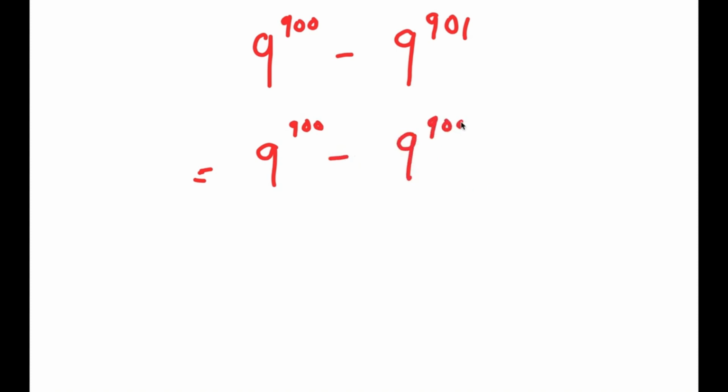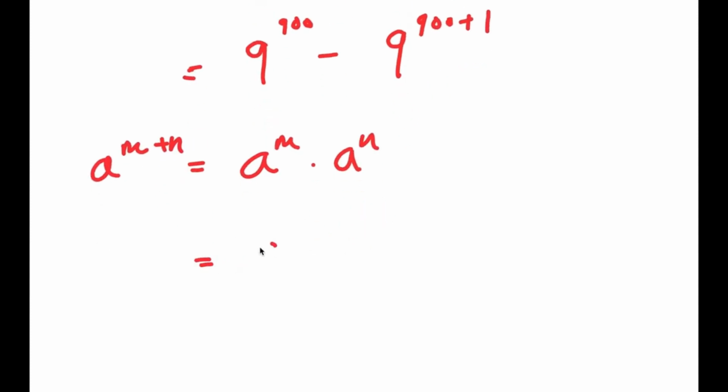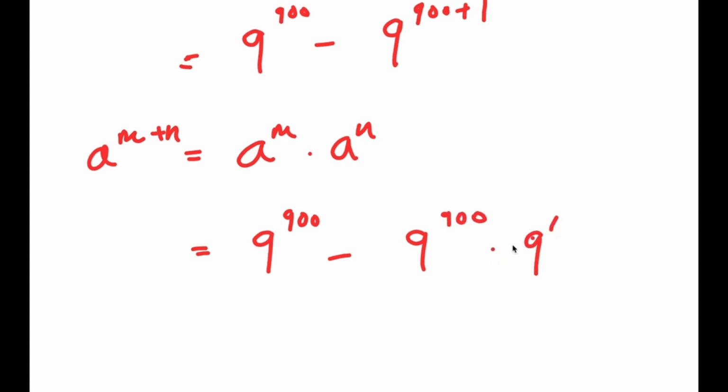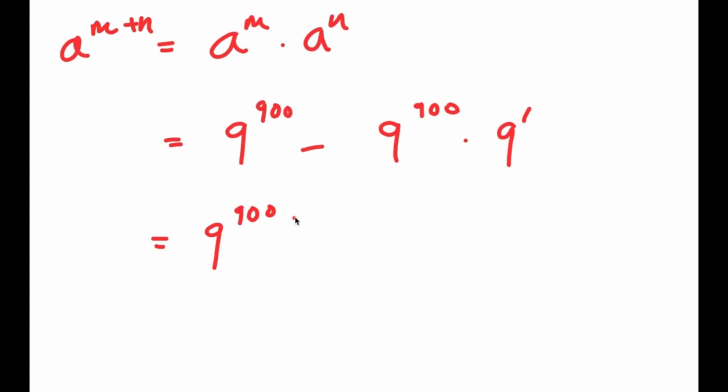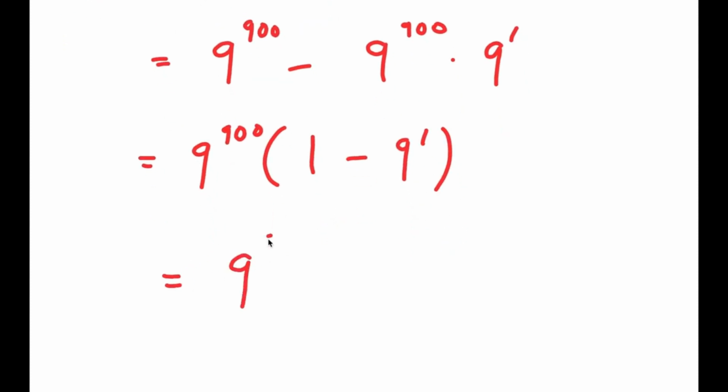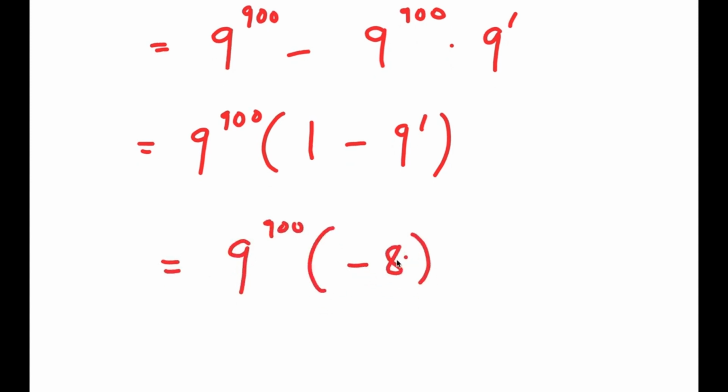Alright, so in this video, I'm going to solve the problem 9 to the power of 900 minus 9 to the power of 901. So to solve this, I'm going to first rewrite this as 9 to the power of 900 minus 9 to the power of 900 plus 1. And if I have something in the form a to the power of m plus n, this is equal to a to the power of m times a to the power of n. So now I get 9 to the power of 900 minus 9 to the power of 900 times 9 to the power of 1. Now if I factor out 9 to the power of 900, I get 9 to the power of 900 times 1 minus 9 to the power of 1, which is equal to 9 to the power of 900 times negative 8.